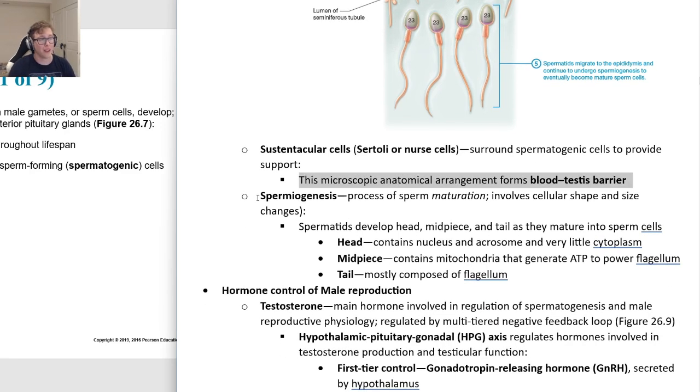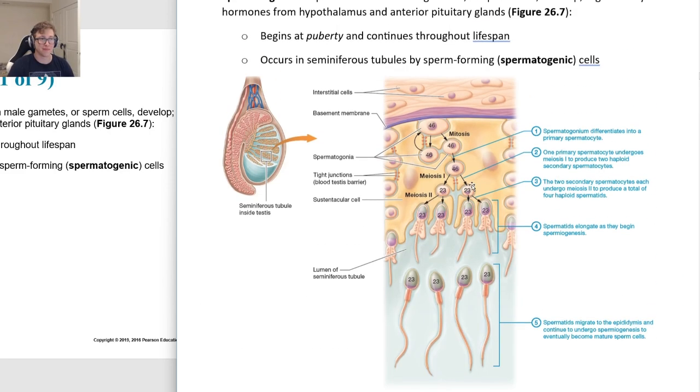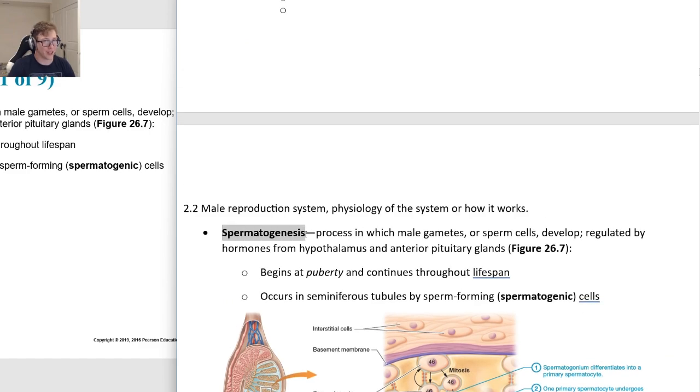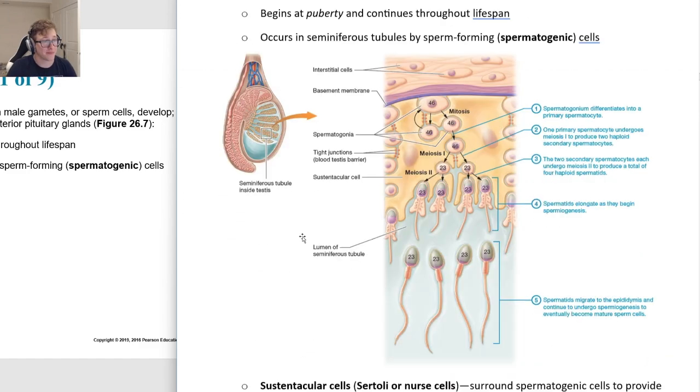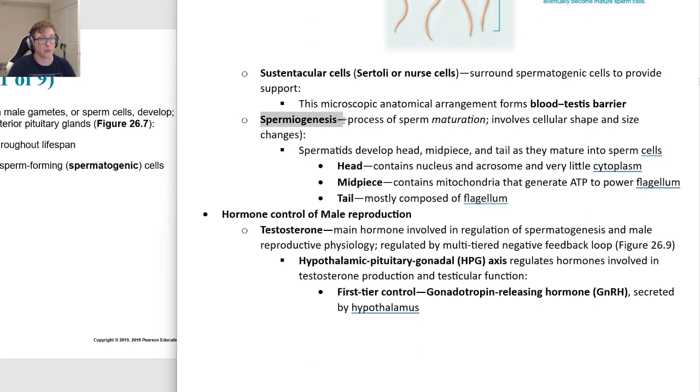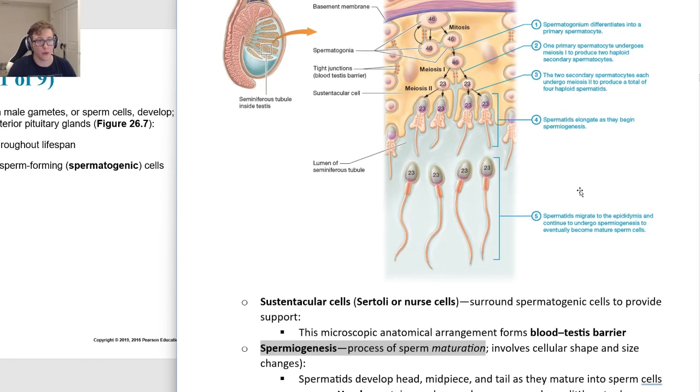Now, spermiogenesis. This is the process of sperm maturation. Spermatogenesis is the process of making sperm. Spermiogenesis is the process of sperm maturing, going from that spermatid to that mature sperm cell.